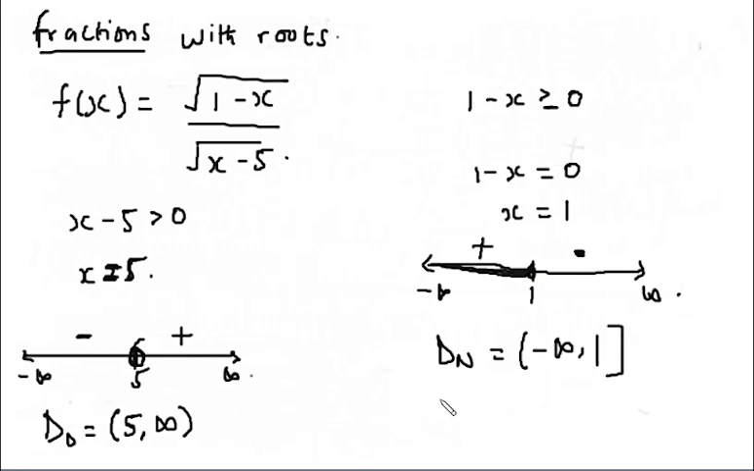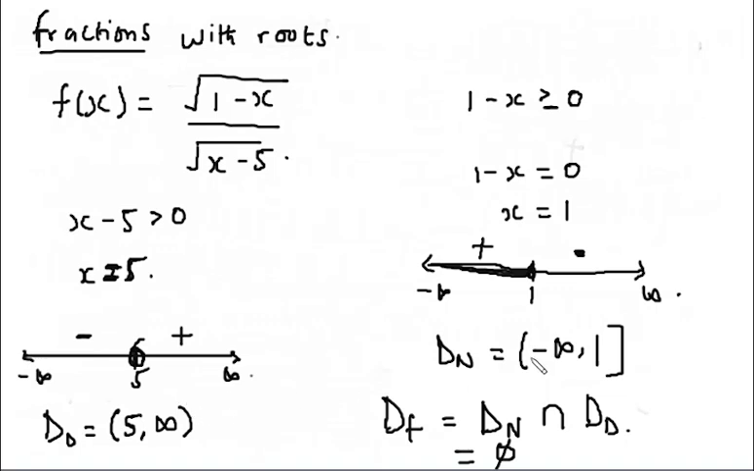Okay, so to get the domain of our function, the domain of our function would simply be the domain of our numerator intersecting the domain of our denominator. Okay, so the intersection between these two is nothing. Like, the answer is a null set. The intersection is simply numbers that exist here and here.